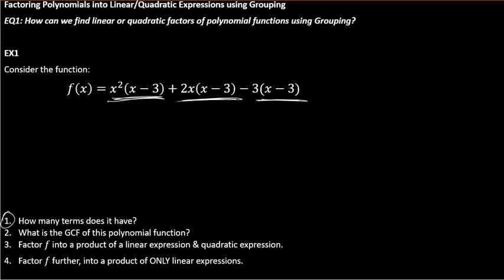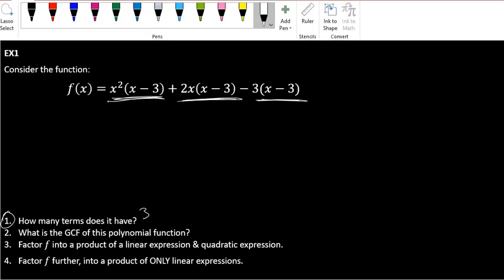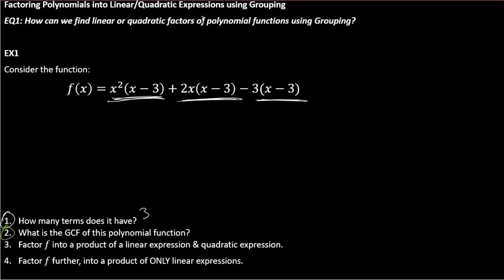Okay, the first term is a product of x squared times x minus 3. The second term is the product of 2x times x minus 3. And the last term is a product of negative 3 times x minus 3. Okay, so it's got 3 terms. Okay, what is the GCF of this function? Well, our GCF here is simply this x minus 3. That's the greatest common factor all 3 terms have in common.